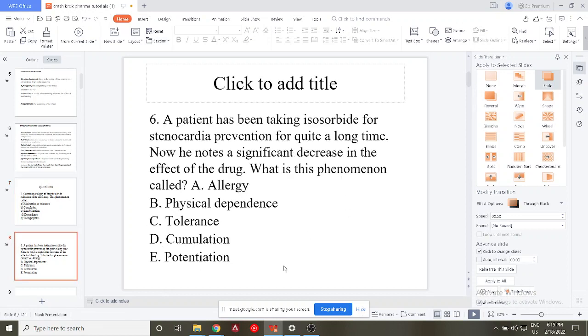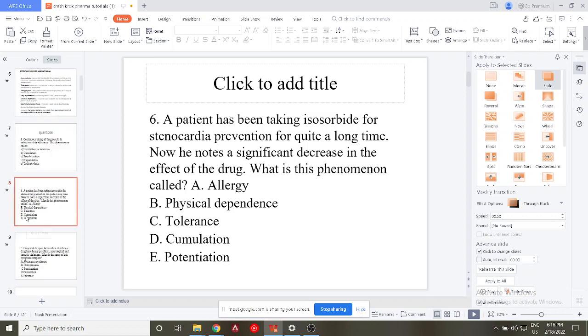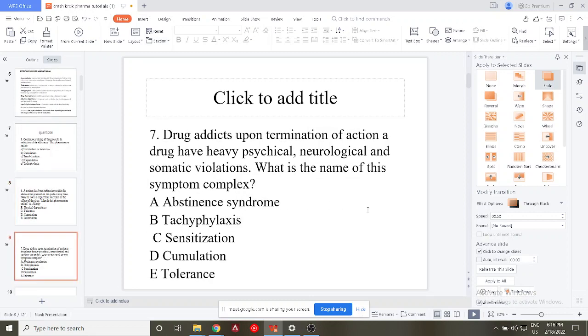Question two. Anybody please read and answer. If a patient has been taking isosorbide for stenocardia prevention for quite a long time, now he notes a significant decrease in the effect of the drug. What is this phenomenon called? It should be tolerance, I'm not wrong. Yes, that's correct. Okay, next question.